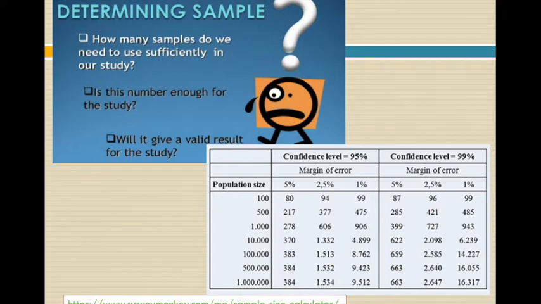So say if the population size is 100, and you want to be 95% confident, and you want the margin of error to be 2.5%. So you need to distribute your survey to 94 people. Okay? But if you only want to have a 5% margin of error, you need 80 people out of 100. Okay?